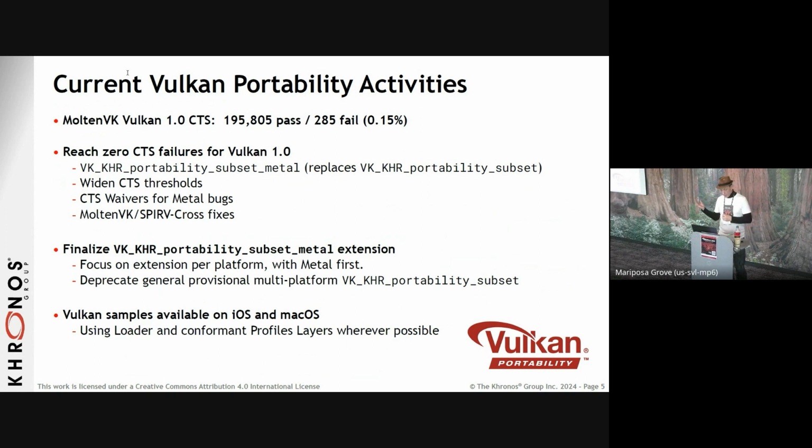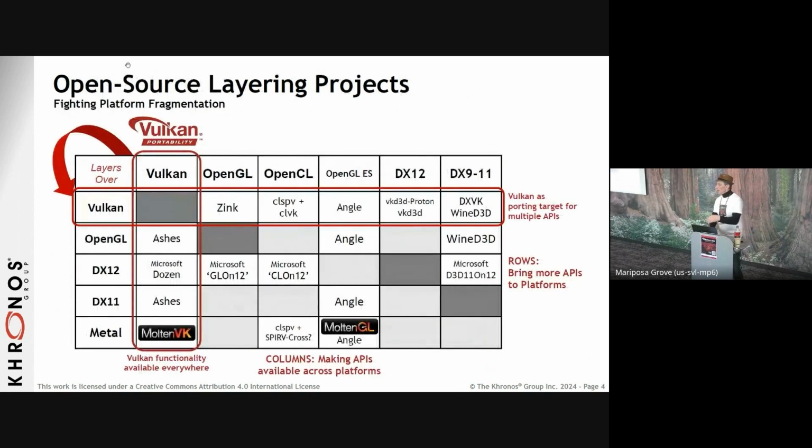Finally, the portability subset Metal extension is coming out, and that's a replacement for the portability subset. The reason for the difference in the naming is pretty apparent. The original KHR portability subset, the original plan for that was to have an extension that covered all of the APIs. So not just Metal, but DX and whatever other API you were trying to do.